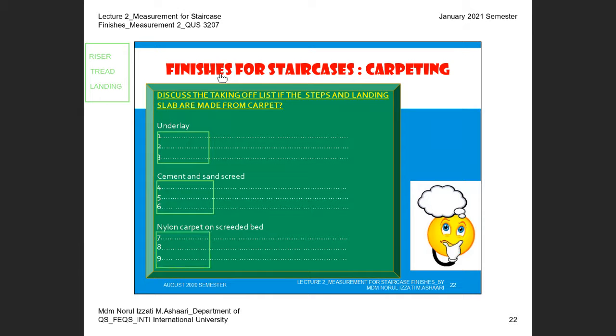Can you see that? So the first one, for example, underlay to riser, underlay to tread, underlay to landing. Cement and sand screeded or floated bed to tread, riser and landing. Tread, riser and landing for each. That means once you have fitted carpeting, you have to consider these 3 items for each category, provided that you check the method of construction, either they have underlay or whether they do not have underlay in the detail.